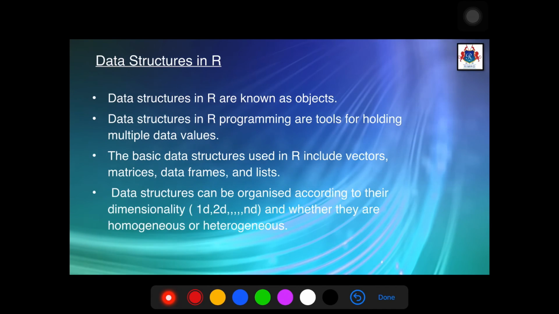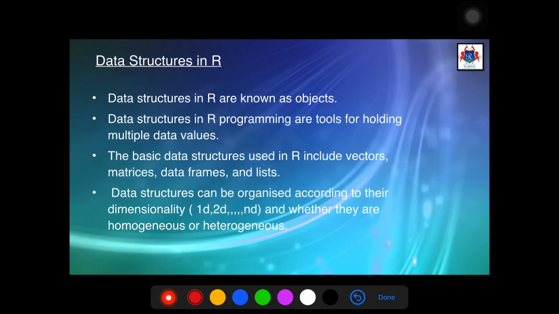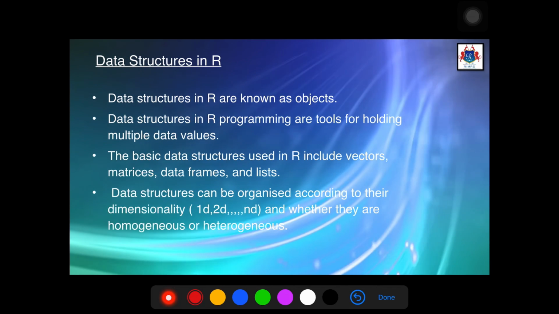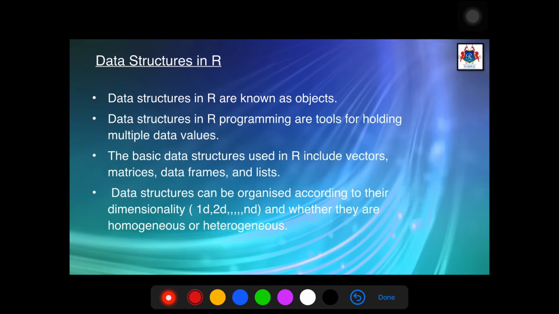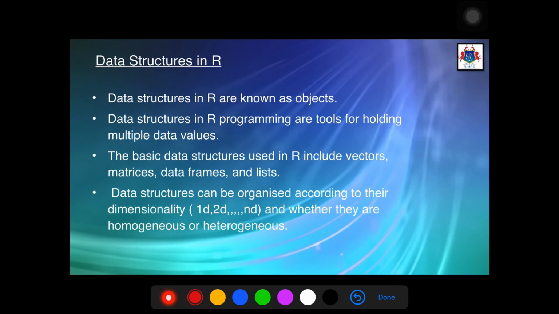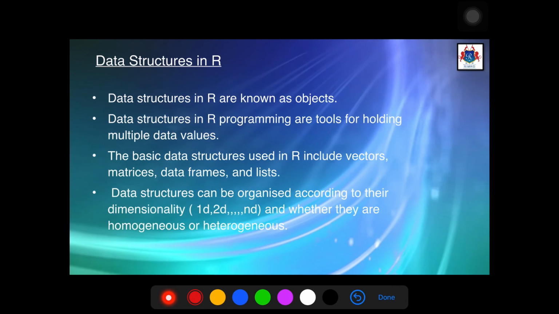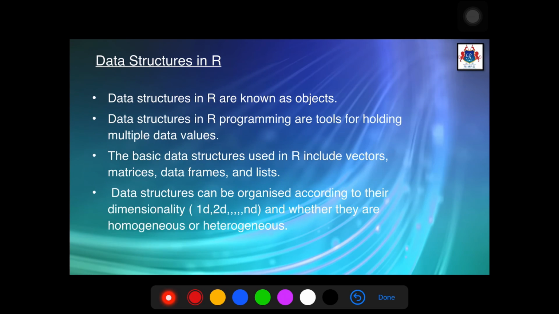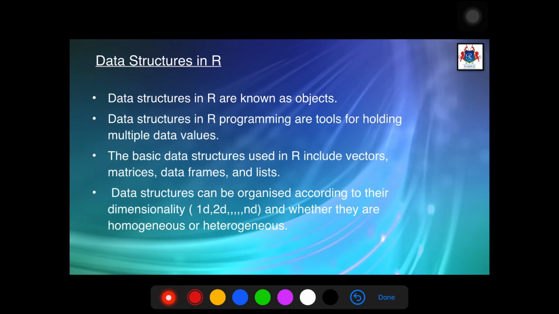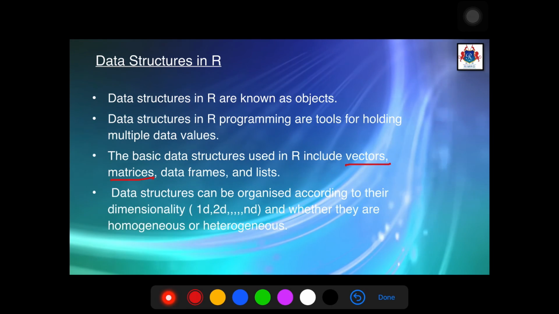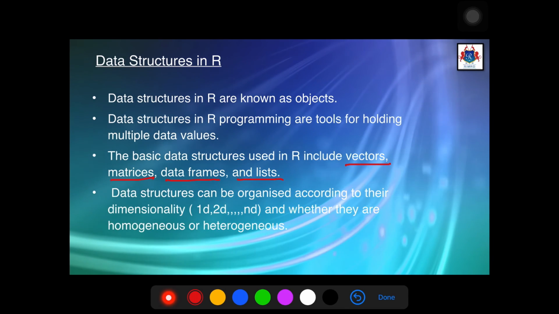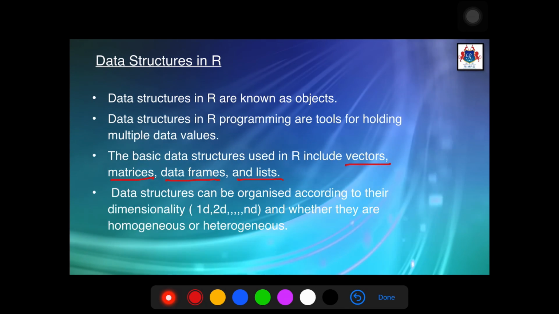The next is data structures in R. Data structures in R are also known as objects. Data structures in R programming are tools for holding multiple data values. So multiple data values means logical, character or numeric data values. The basic data structures in R include vectors, matrices, data frames and lists. The data structures can be organized according to their dimensionality.